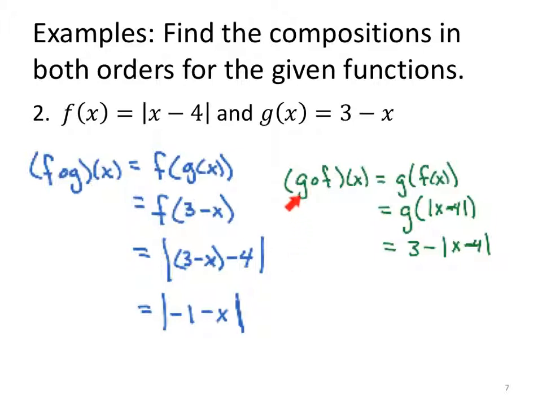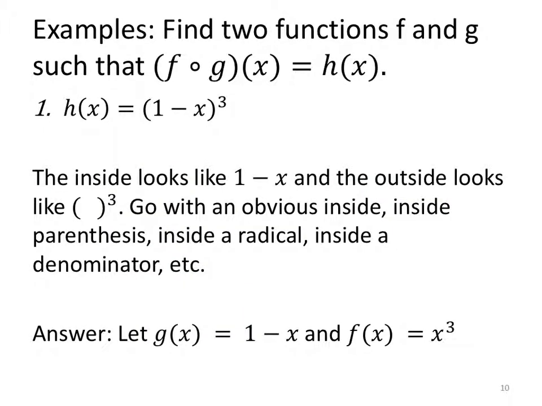In the other direction, g composed with f of x is g of f of x. Replace f of x with my absolute value. The structure of g is 3 minus something. Now, I didn't use parentheses this time because parentheses with the absolute values, it gets a little confusing. But 3 minus, oh, what's my something? My something is the absolute value of x minus 4.